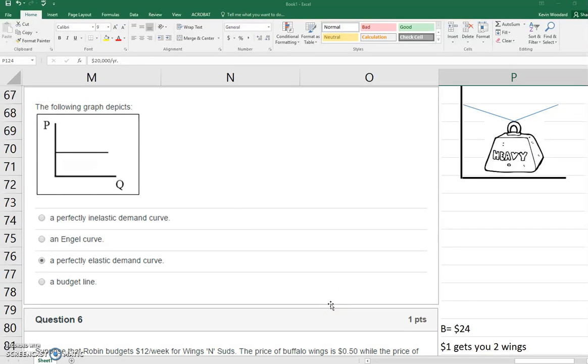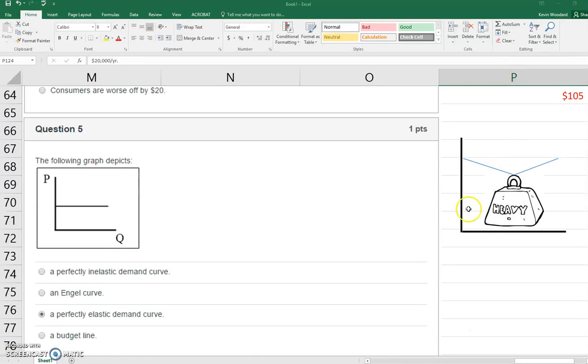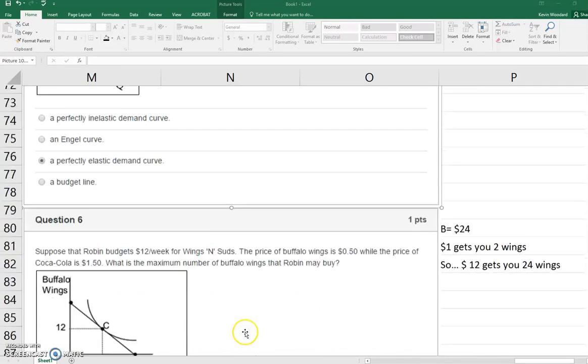Number 6, pretty straightforward. The graph depicts a perfectly elastic demand curve. Remember, if we have demand, imagine that there's a weight hanging on that demand curve, and if it's totally flat all the way across it and we hang that weight on it, we're going to see that elastic bend or stretch, and that's kind of representative of it there. So a flat demand curve means it's perfectly elastic, which means we will pay this price for whatever quantity we get. We have a specific price that we're going to pay.